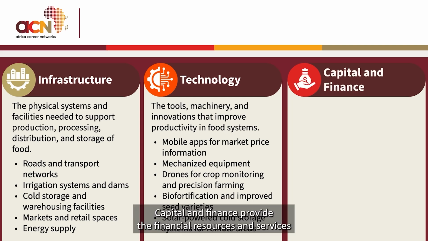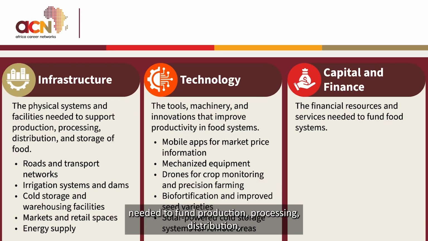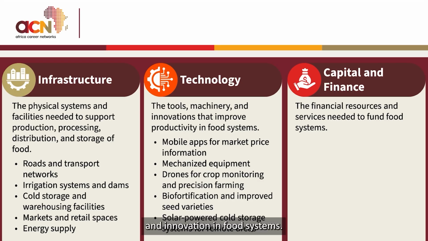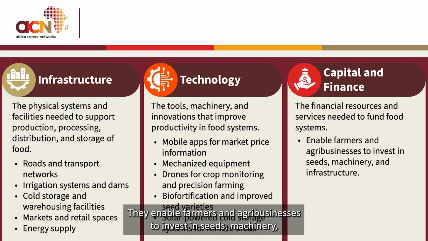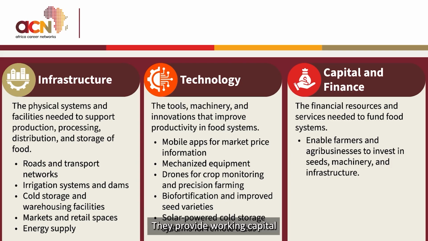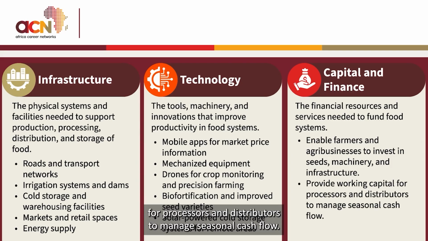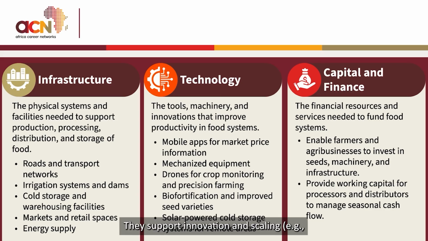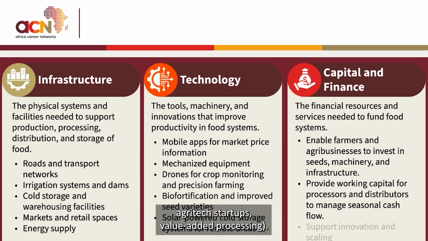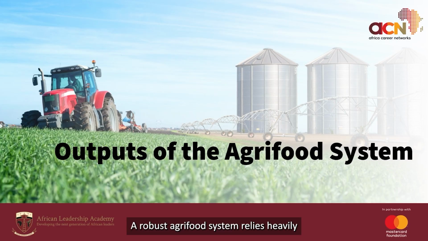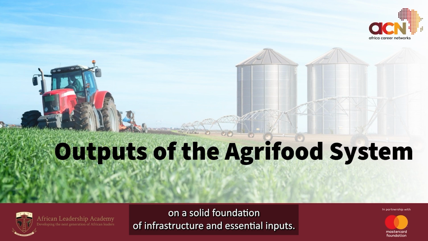Capital and finance: the financial resources and services needed to fund production, processing, distribution, and innovation in food systems. Enable farmers and agribusinesses to invest in seeds, machinery, and infrastructure. Provide working capital for processors and distributors to manage seasonal cash flow. Support innovation and scaling, for example, agri-tech startups, value-added processing. A robust agri-food system relies heavily on a solid foundation of infrastructure and essential inputs.